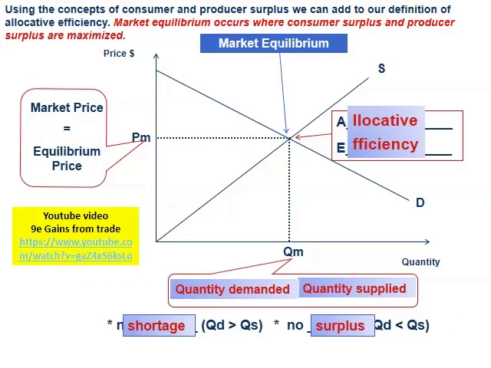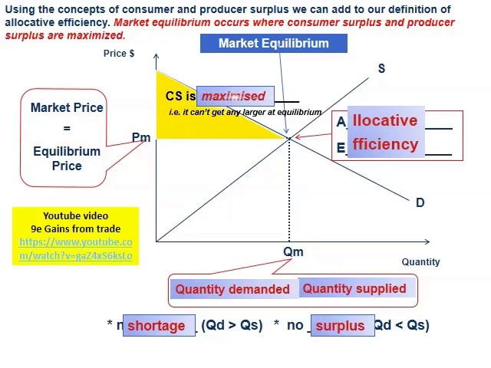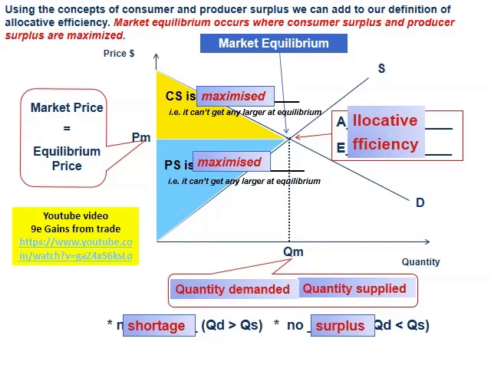So if we take our graph, the one that we've already used to make our definition of market equilibrium, now we can add: market equilibrium is also where consumer surplus and producer surplus are maximized.